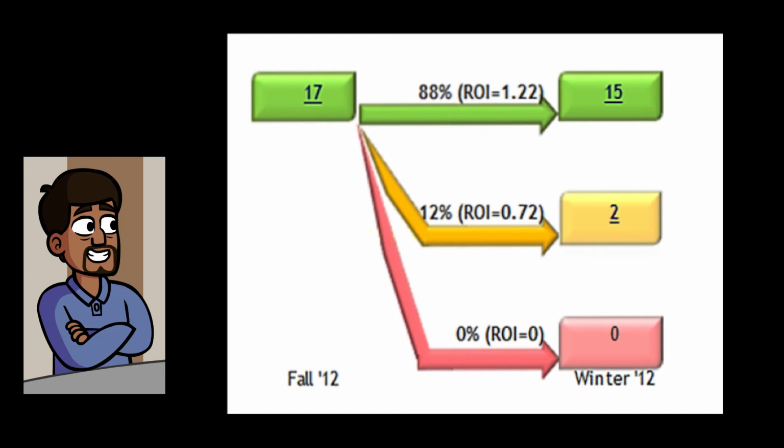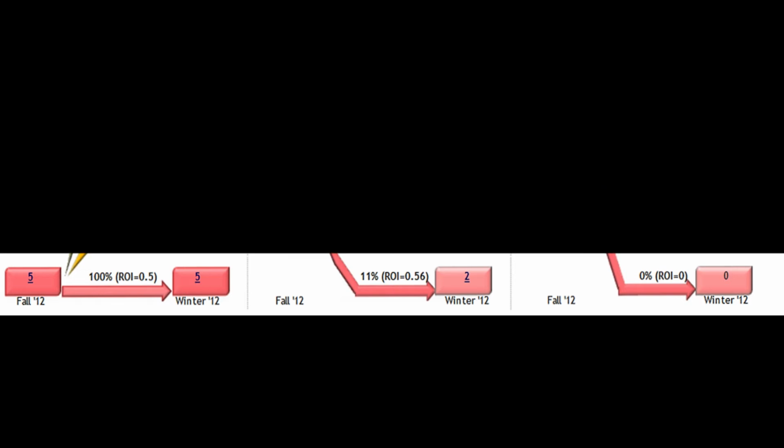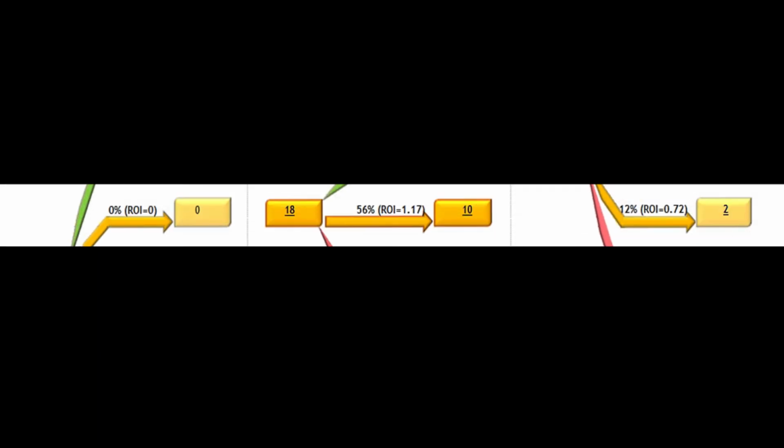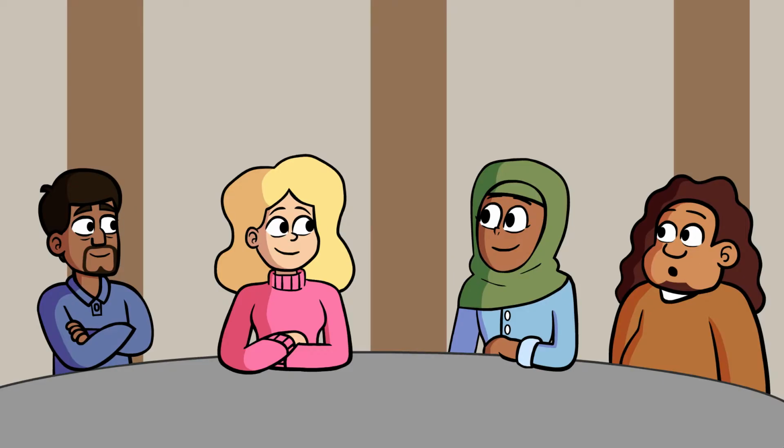The exhibit shows how students change their RTI classifications from fall to winter. Students in the red boxes receive Tier 3 reading instruction, students in the yellow boxes receive Tier 2 reading instruction, and students in the green boxes receive Tier 1 reading instruction. Can you explain a little bit more?